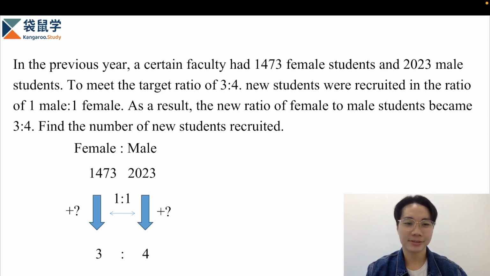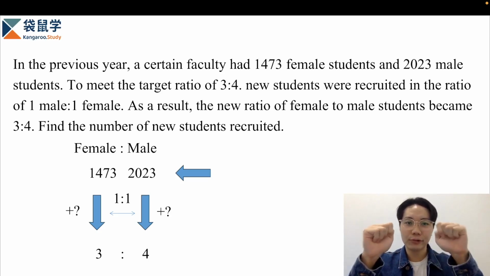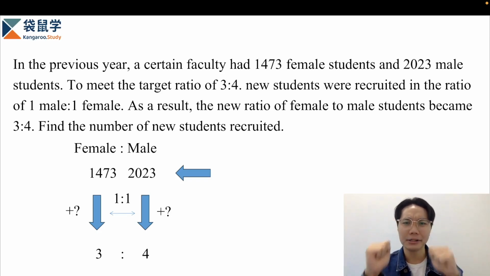How do we solve this question? To find the number of new students recruited, we have to find the number of students at the end. After that, we can minus the number of students at the start and find the number of new students added. But how do I find the number of students at the end? We can work from the start. And what do we have to do? We have to make the numbers 1473 and 2023 into a ratio of 3:4 by adding an equal number.